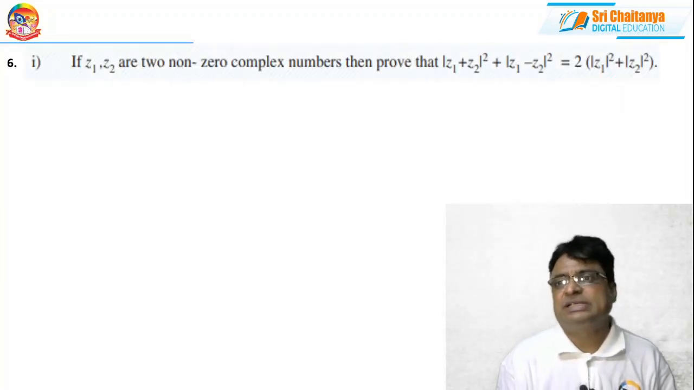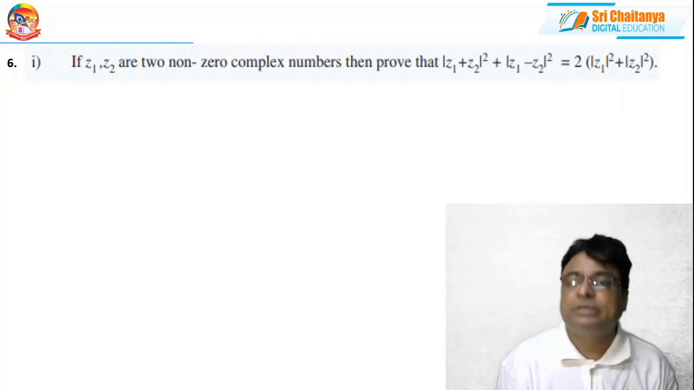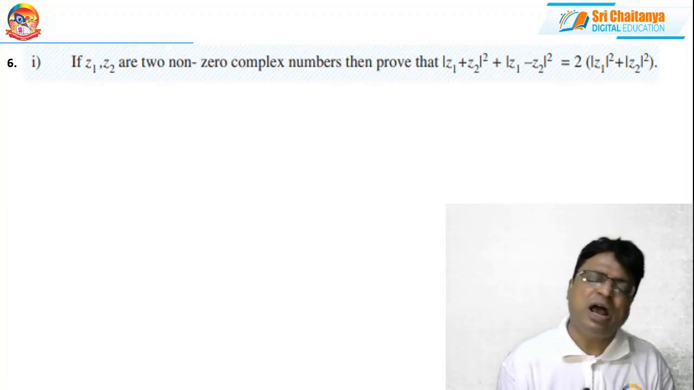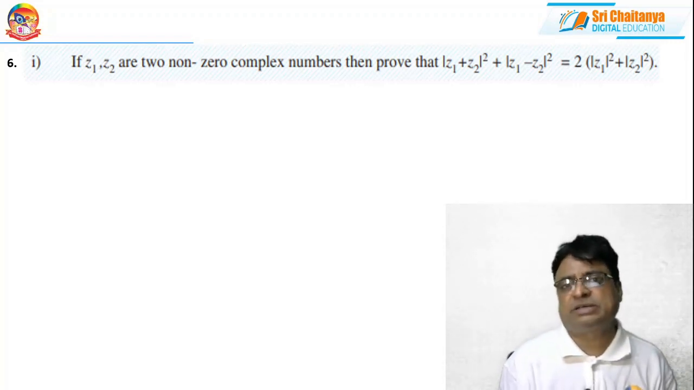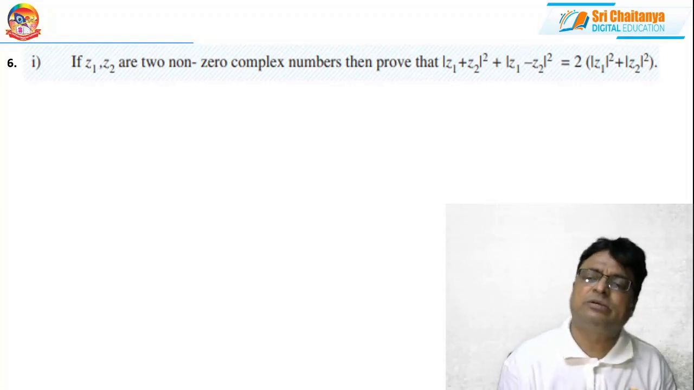Okay, now coming to problem number 6. See, read the statement properly. If Z1 and Z2 are two complex numbers, then prove that mod of Z1 plus Z2 whole square plus mod of Z1 minus Z2 whole square is equal to 2 into (mod Z1 square plus mod Z2 square). Of course, we can solve the problem in several ways. I already told, even in lesson number 29 we attempted this kind of questions.